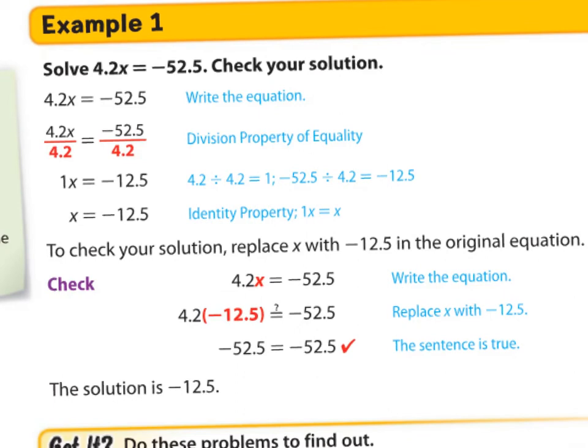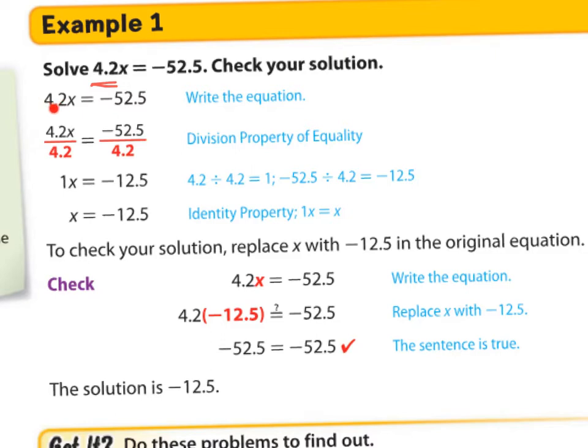Okay, so let's practice that with example 1, or at least let's analyze it, and then we will practice. You see we have 4.2x equals negative 52.5, right? What that means is we're saying that 4.2 of a number is equal to negative 52.5. This is known as a rational coefficient. A rational number is a number that can be expressed as a decimal, a fraction, a mixed number, positive or negative. So this is a rational coefficient because it's a whole number with a decimal, right?